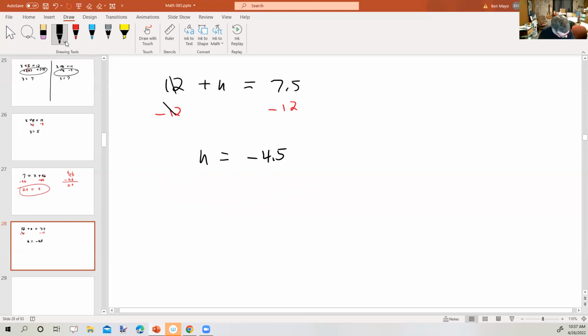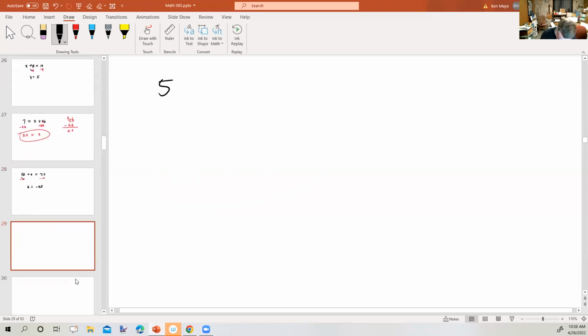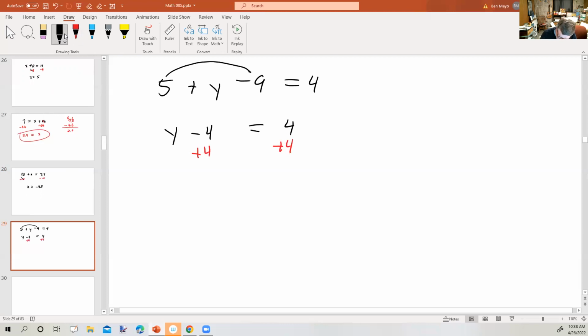All righty. Let's say we've got this problem. 5 plus y minus 9 equals 4. In this case, before we isolate the variable, we're going to simplify both sides of the equation. On the left side, I have y, and then 5 minus 9 is minus 4 equals 4. Now I'm going to go back and isolate the variable term by adding 4 to both sides of the equation. We get y equals 8.